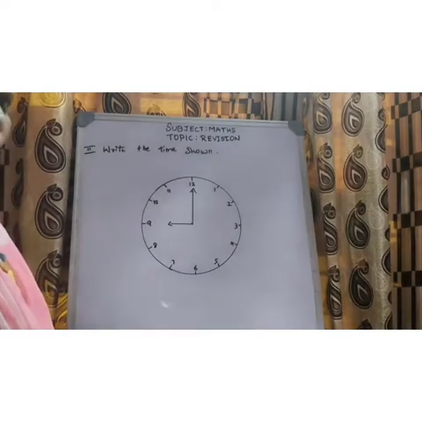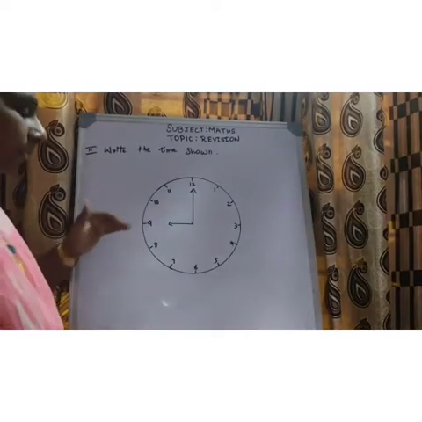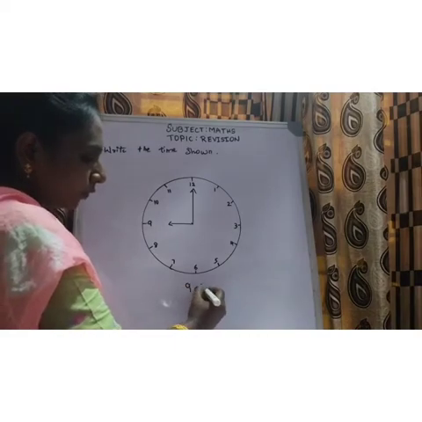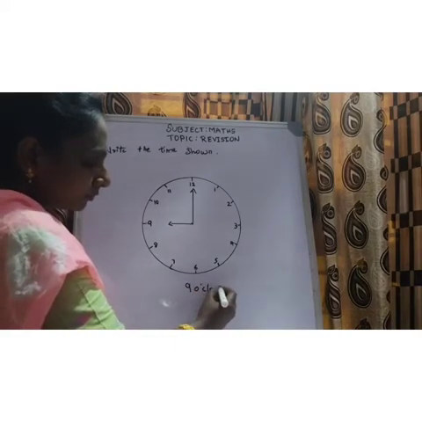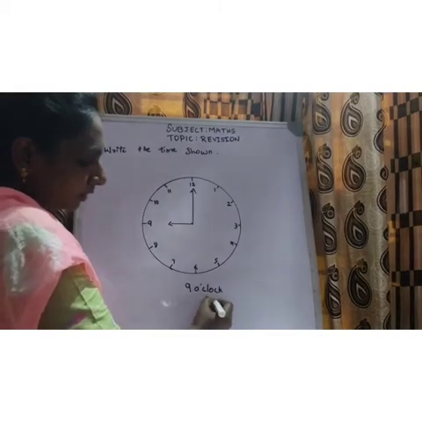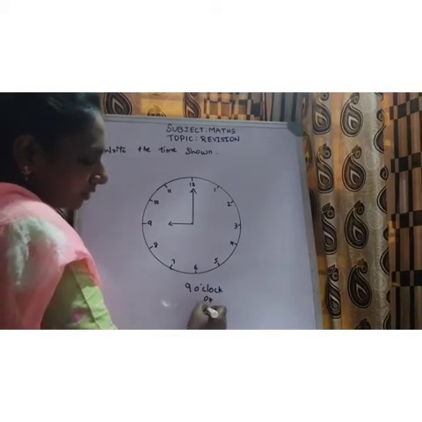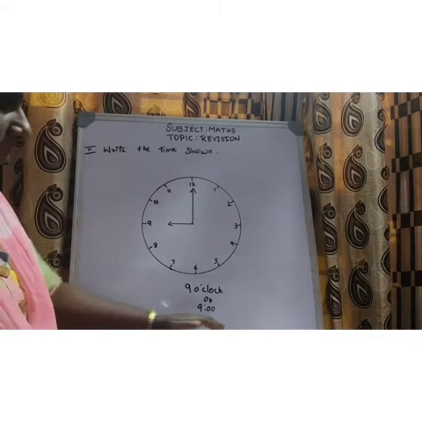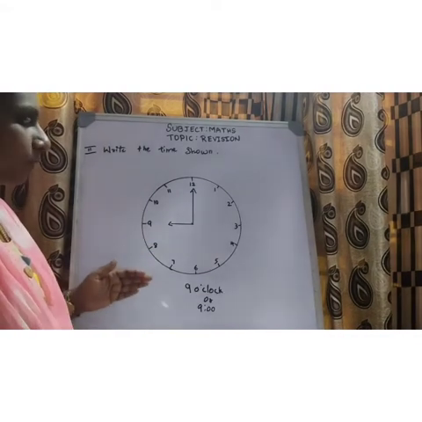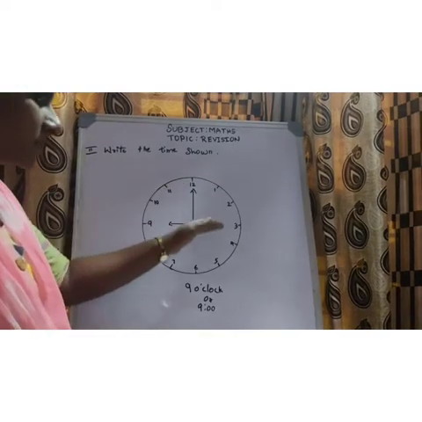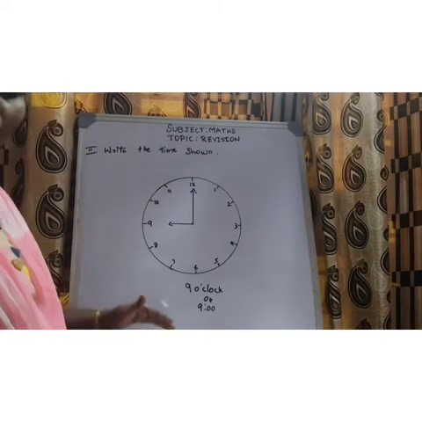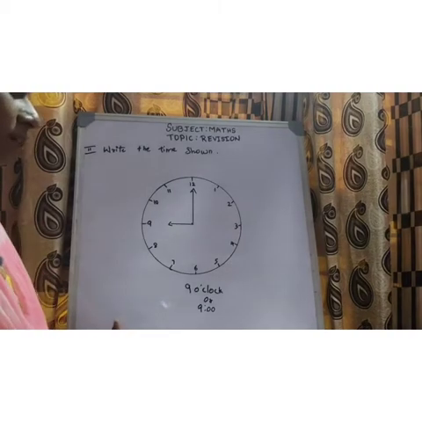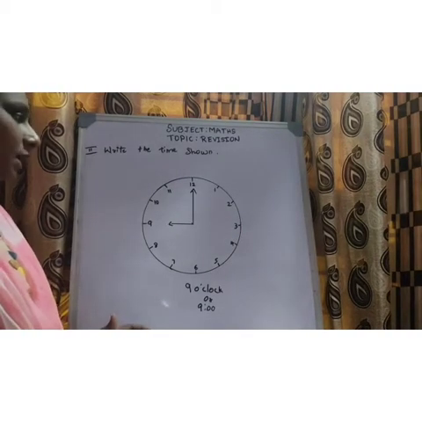So what is the time shown here? It is 9 o'clock. Or you can write it in the digital form, that is 9:00, 9 o'clock. So what is the time shown here, children? When the minute hand is at 12 and the hour hand is at 9, what is the time? It is 9 o'clock. Okay.